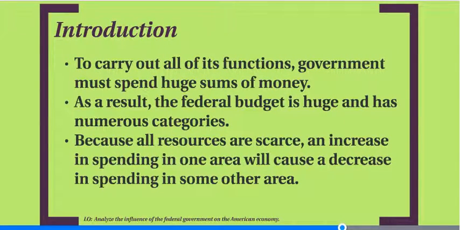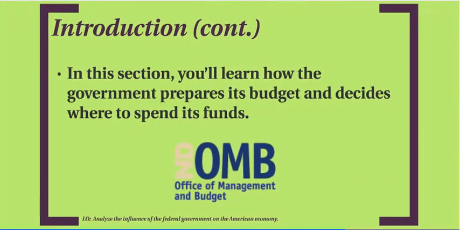To carry out all of its functions, governments must spend huge sums of money. As a result, the federal budget is huge and has numerous categories. Because all resources are scarce, an increase in spending in one area will cause a decrease in spending in some other area. In this section, you'll learn how the government prepares its budget and decides where to spend its funds.